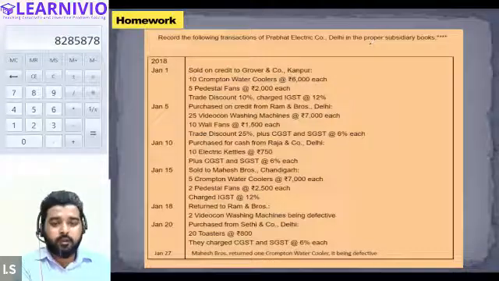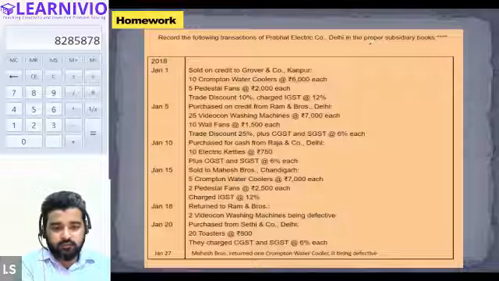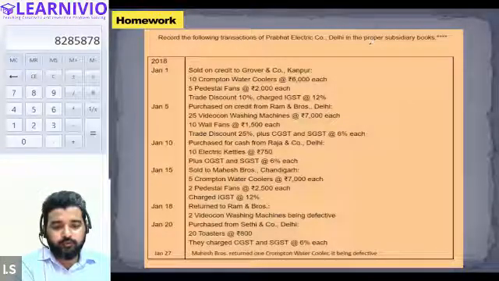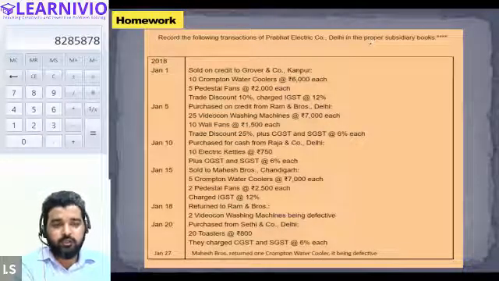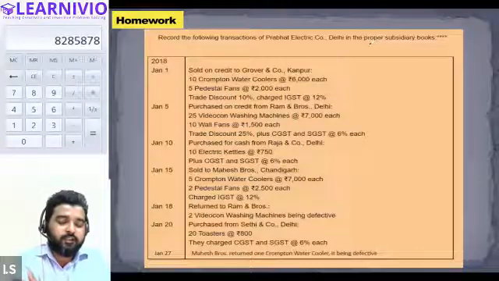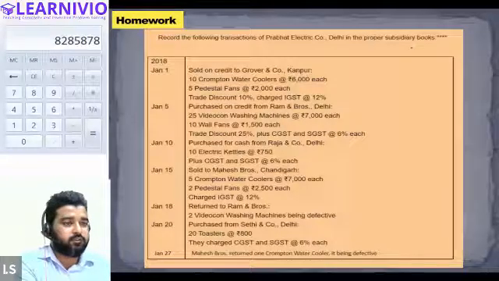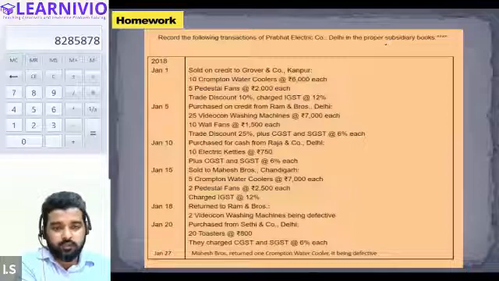All right, guys, just take the screenshot of this and read all the transactions just once, and do let me know if anything bothers you while you solve this question. If you don't find anything difficult, any problem with this question, then we will move to the other topic. We also have to cover general proper in this chapter.